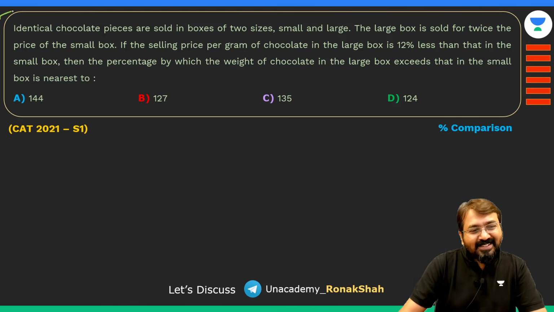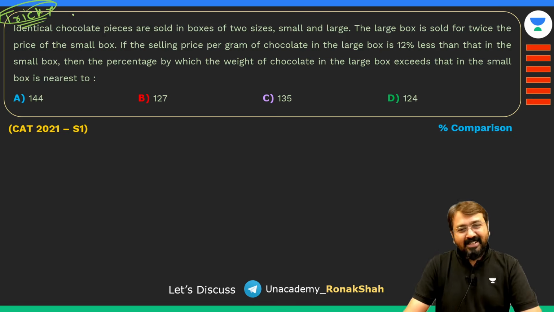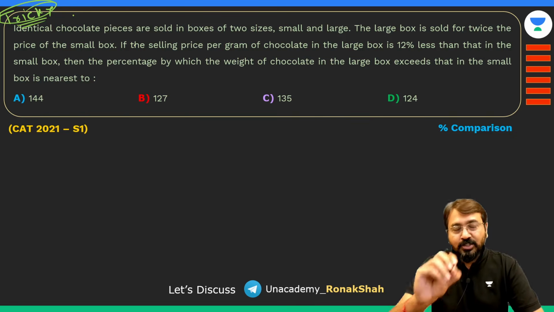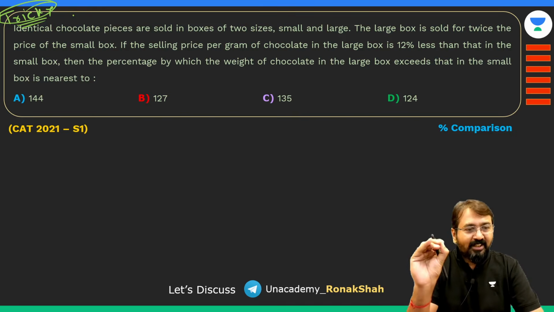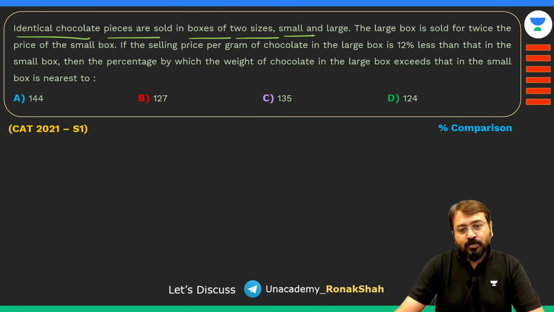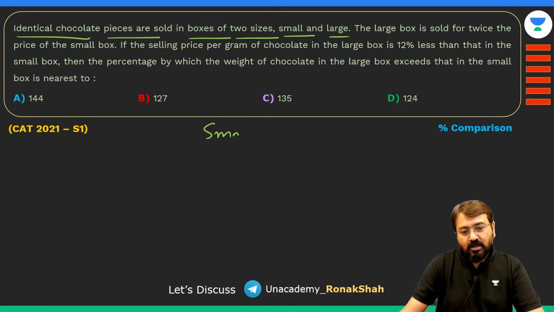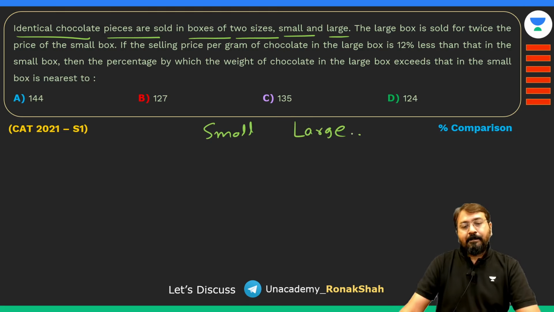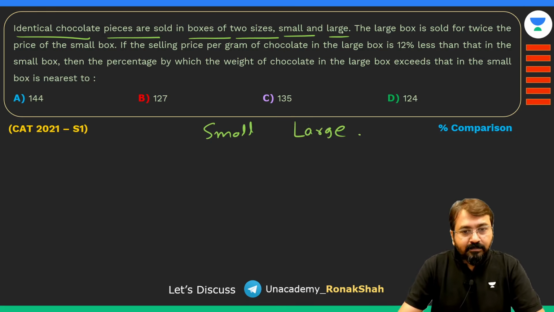Now this is a tricky question. This question is tricky, but still it can be called of moderate level of difficulty if you are able to assume the values correctly. Okay, fine. So let's look at the question. Identical chocolate pieces are sold in boxes of 2 sizes, small and large. Small box chocolates in the small box, but they are identical pieces, okay? And large, yeah, chocolate box.